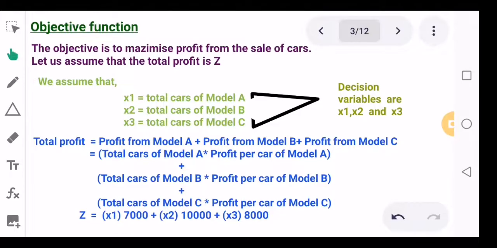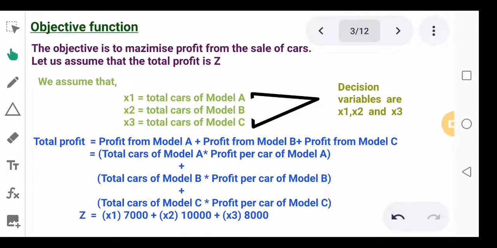Okay, total cost from X1, the total cost from model A, multiplied by 7,000, which is the profit per car of model A, plus X2, which is the total cost of model B, multiplied by the profit per car of model B, that is 10,000, plus the total cost of model C, that is X3, multiplied by 8,000, which is the profit per car of model C. That's how you'll get the linear equation. So this is your linear equation.